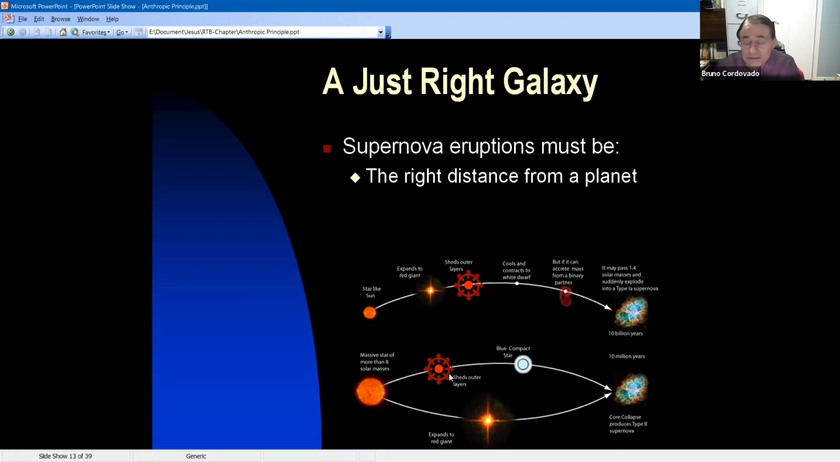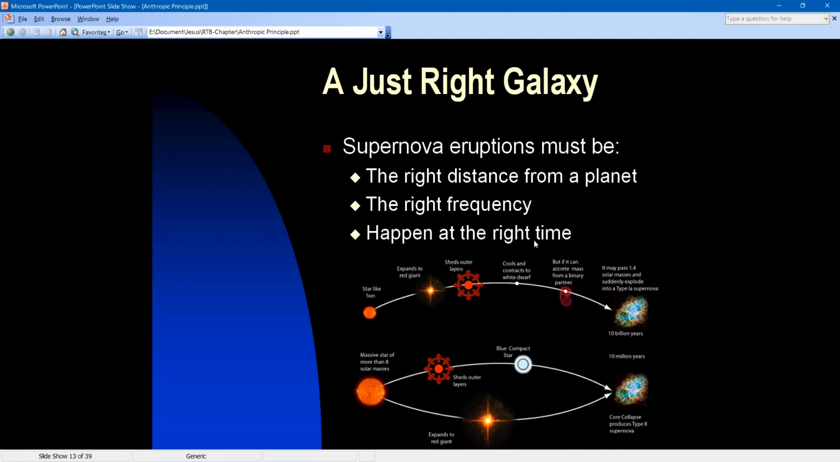And you need to have these supernovas be the right distance from a planet so that you can produce the elements that the planet needs to form. And often enough, but not too often, at the right time in the age of the universe.